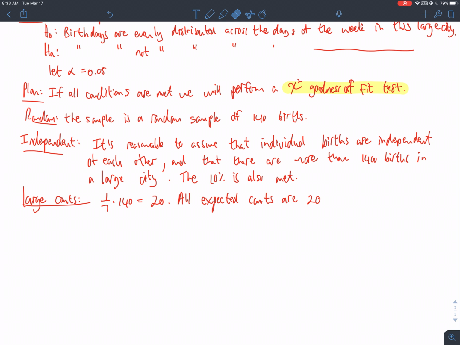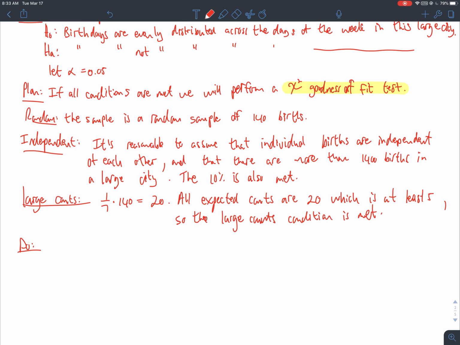Let's do it this way. Okay, all expected counts are 20, which is at least 5. Okay, showing that you know the condition, which is at least 5. So the large counts condition is met. All right. So now we can do it.